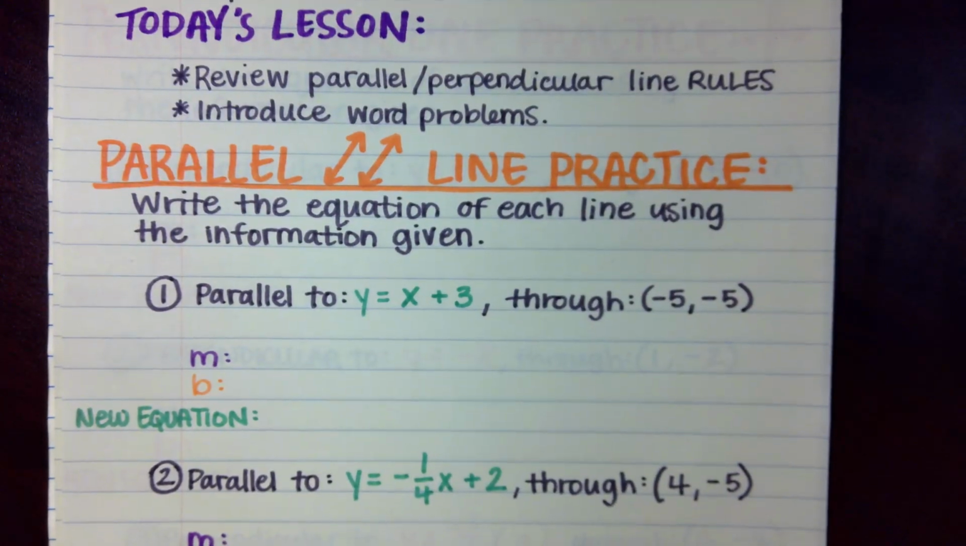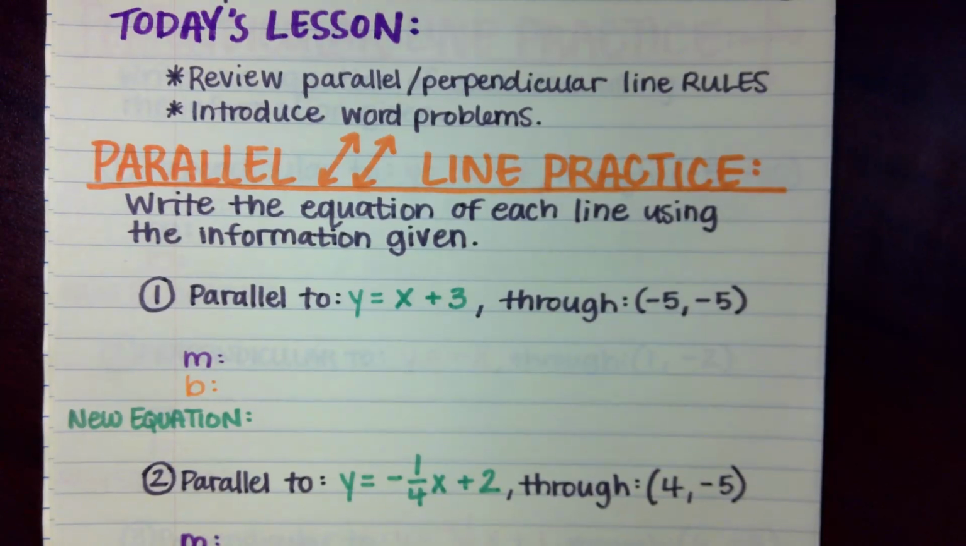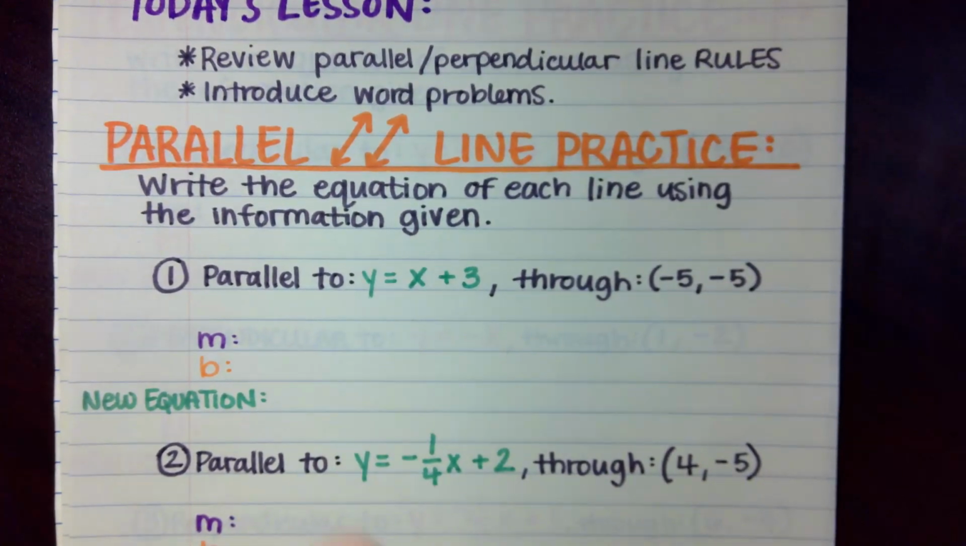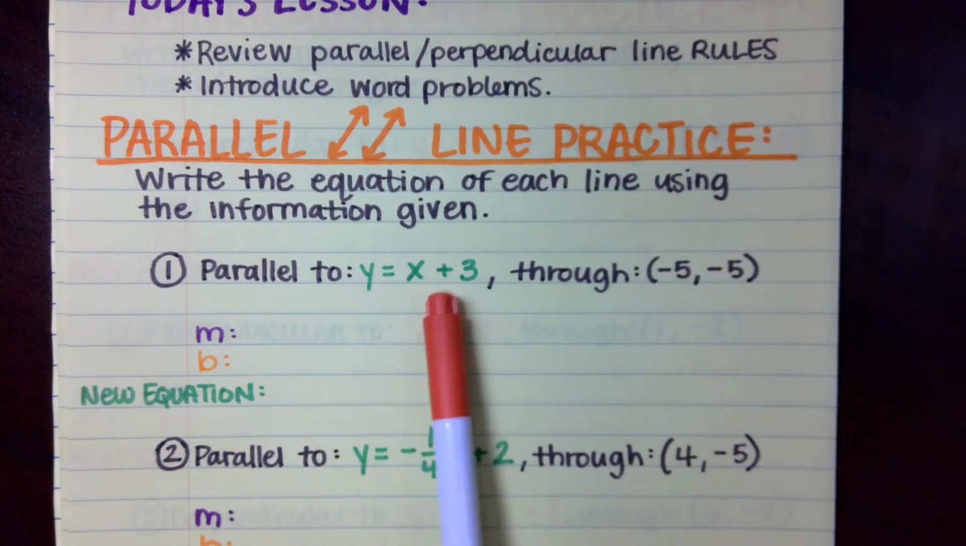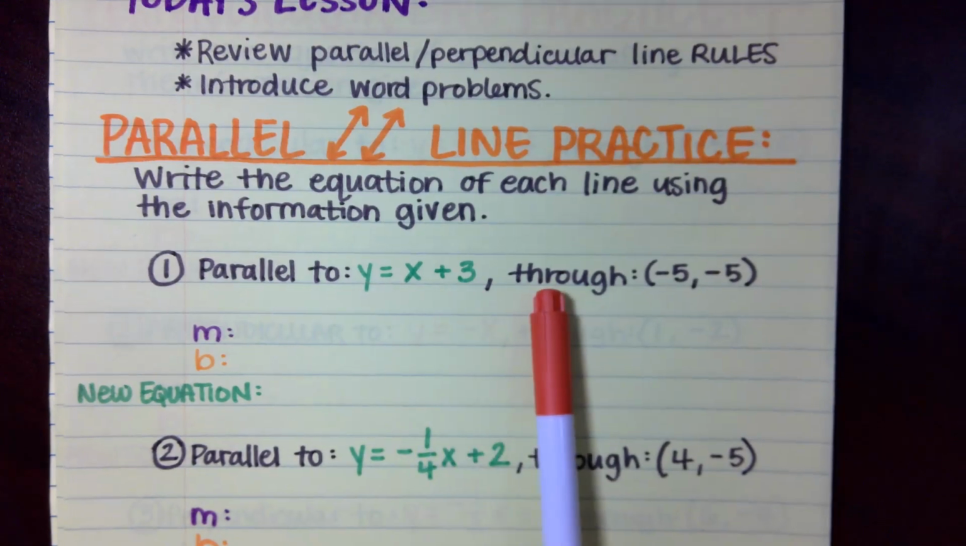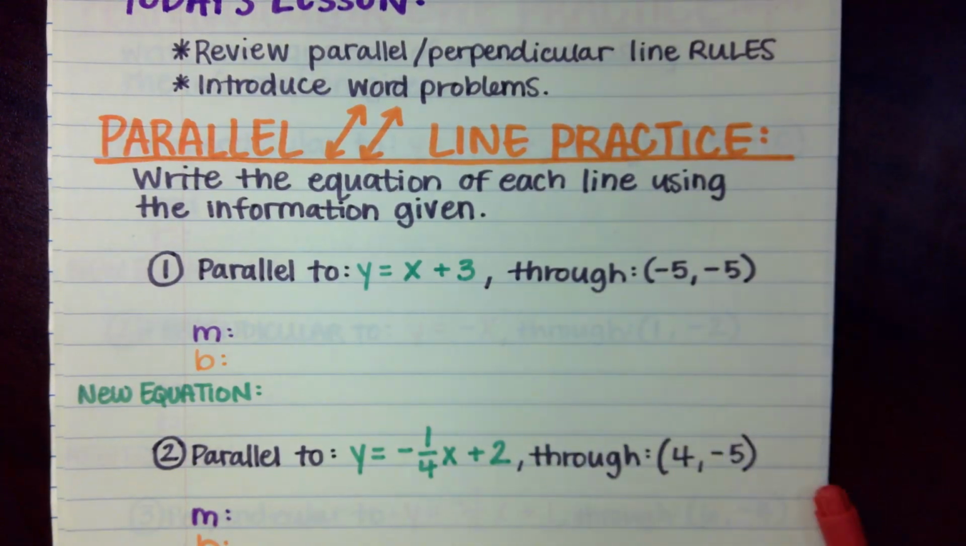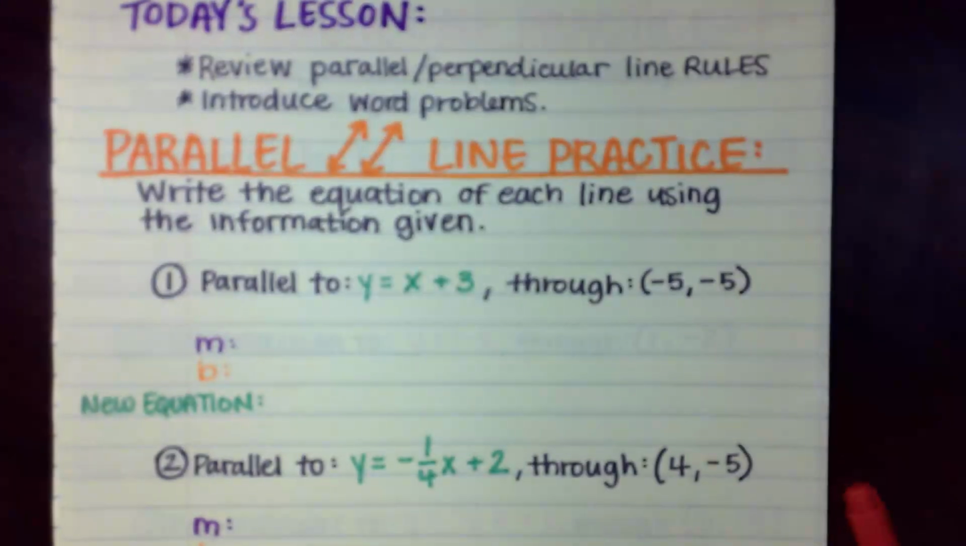So let's do a couple of these together just for fun. We're going to write the equation of each line using the information that I gave you. So we're going to write the equation of a line that's parallel to y equals x plus 3, and it goes through the point -5, -5. What should we do first?